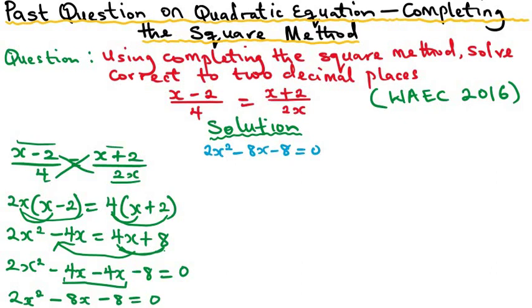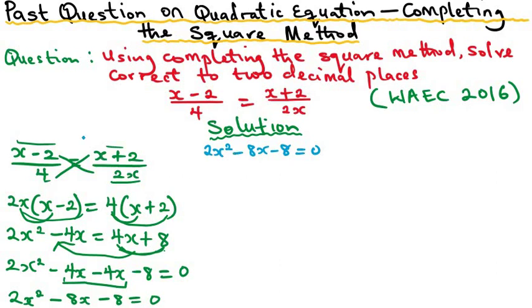Here, this is what a quadratic equation looks like, where you have our question expressed in quadratic equation form: 2x squared minus 8x minus 8 equals 0. So here we start with the process of completing the square to get the value of x.